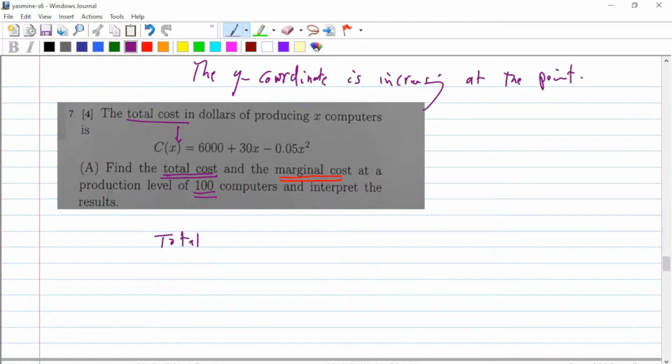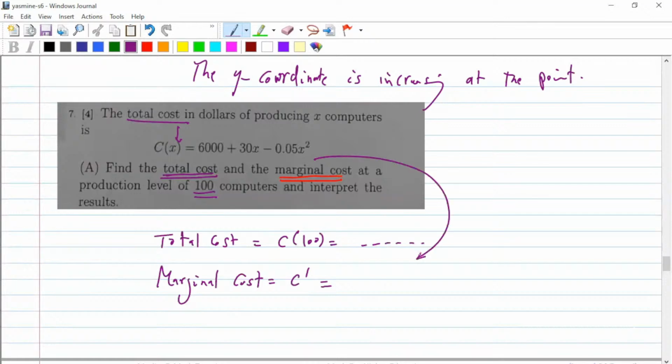So the total cost for producing 100 computers would be C(100). That you can do, okay? You plug. Now the marginal cost, first I need to derive. Marginal cost means C prime. You do the derivative. So that you calculate, okay? Just calculate C prime. Deriving 6,000 is a 0, that is a 30, and you multiply 2 times, you get minus 0.1x.